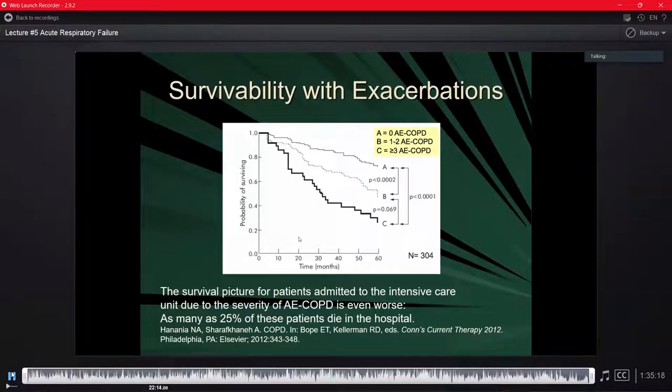So I'm just going to summarize this slide for you. What this is saying is people that have more and more COPD exacerbations have an increasing risk of mortality as compared to those that have fewer exacerbations. That's what we're saying here. And the thing about it is, chronic bronchitis isn't one of those conditions that just magically starts getting better. It doesn't improve over time.